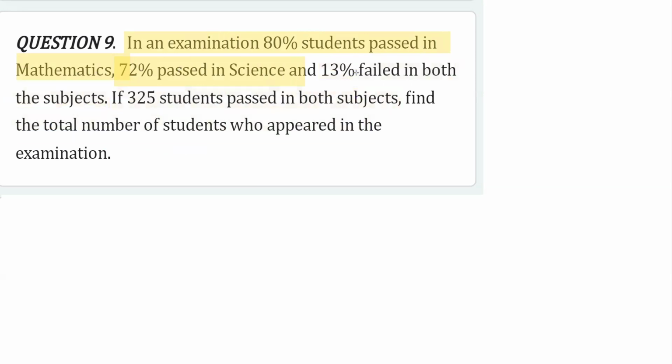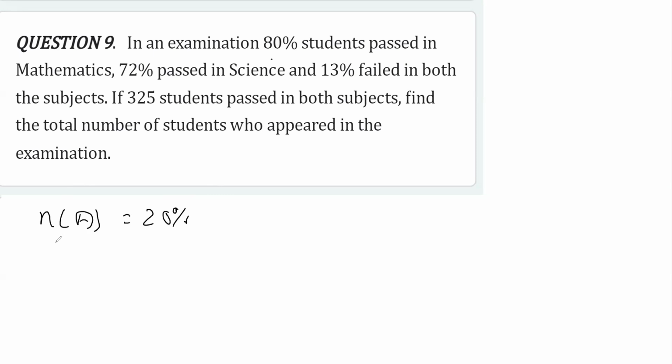So what you can see is that the first two pieces of information are in terms of students passed, and this one is in terms of failed. So what we are going to do is find everything in terms of the number of students failed. Now check here, if 80% of the students have passed in mathematics, we can say that the number of students failed, here I'm considering in terms of percentage, is if 80% has passed, then the number of students failed has to be 100 minus 80.